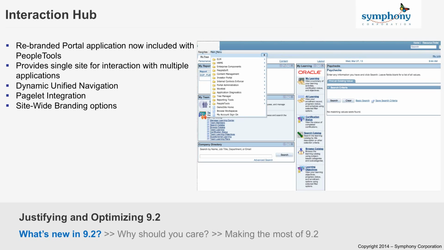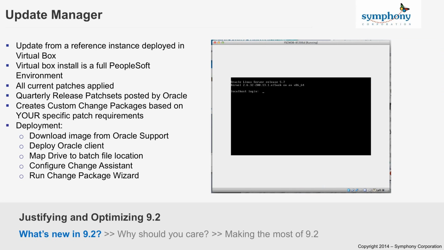And then you can create site-wide branding changes if you're familiar with style sheets and are interested in doing some extra design work. You can actually change the entire look and feel of the page and the user experience very easily now with the Interaction Hub, and actually across the application. So this is just yet another benefit of the new upgrade.